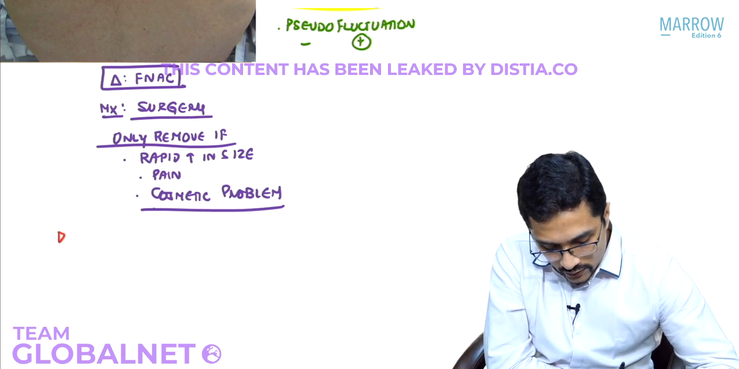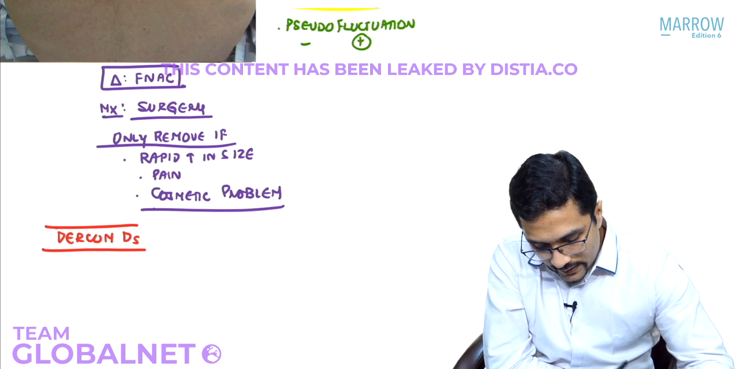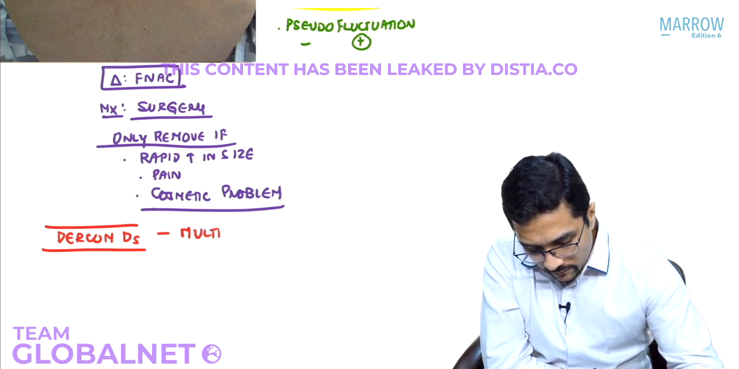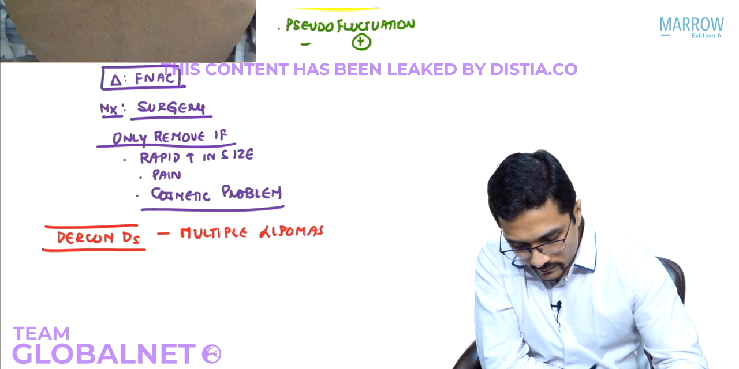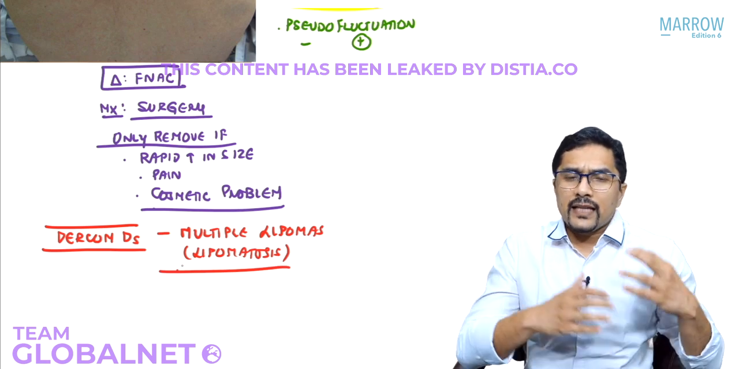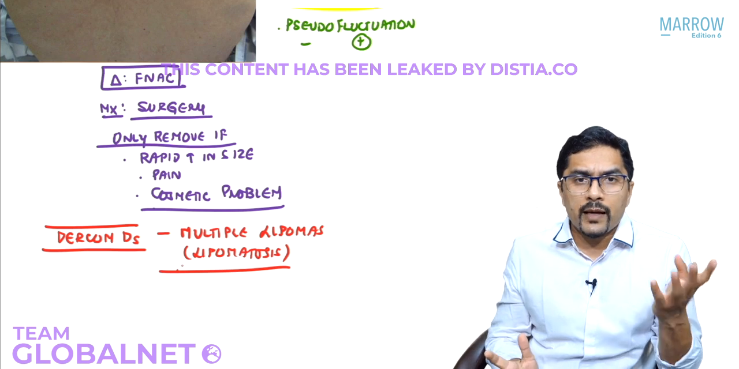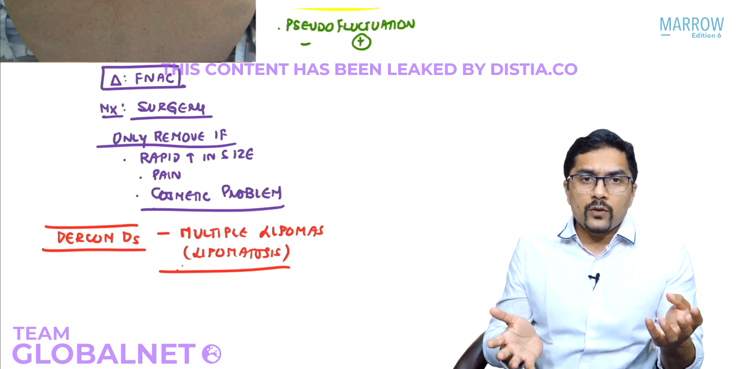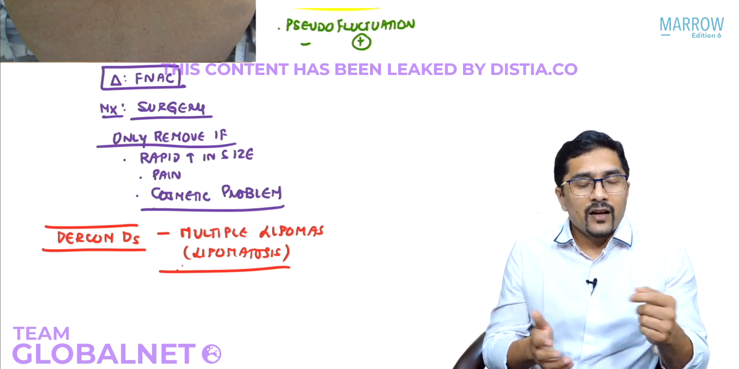Another term which you should know is Dercum's disease. Now Dercum's disease is multiple lipomas or lipomatosis. And you will get a young male or a female who will come to your OPD and they'll be disturbed. They'll say that I have 50 or 100 swellings all over my body. And what should I do? I'm about to get married. You tell me some solution for these swellings.